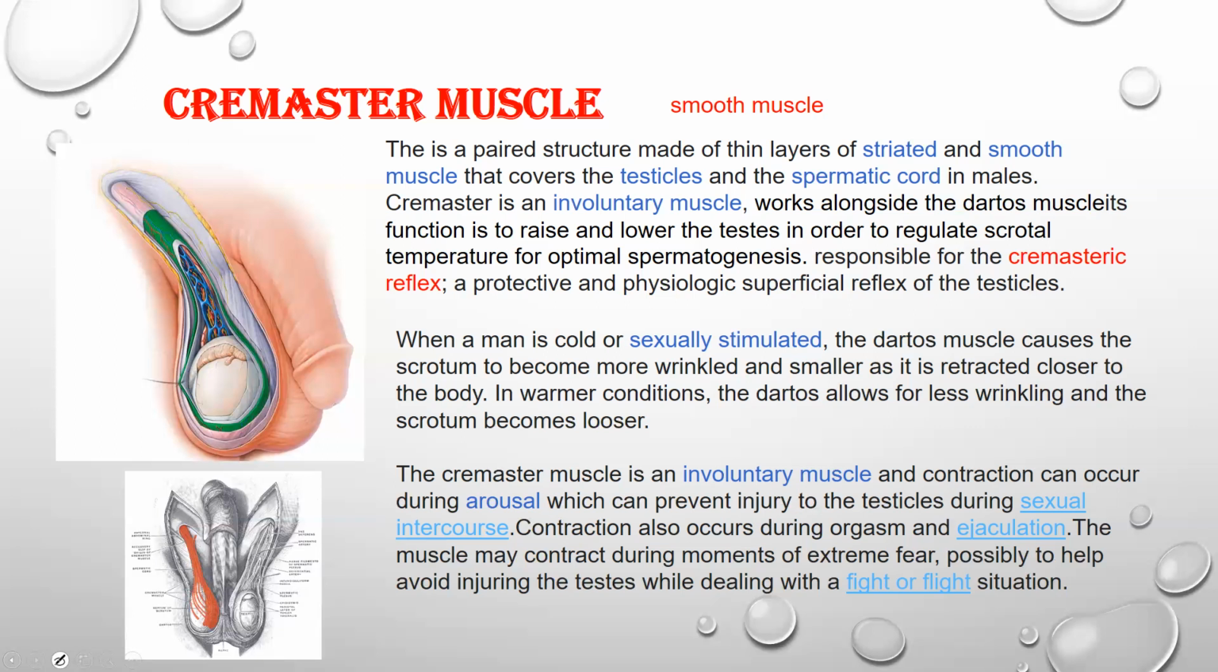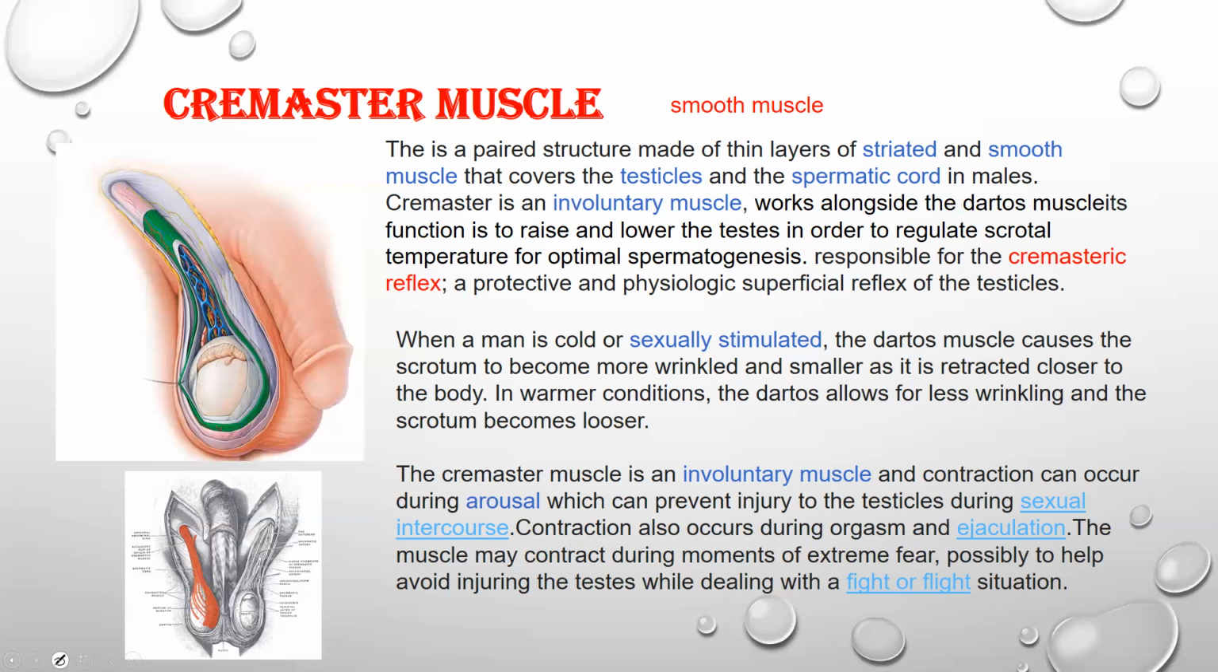It works alongside the dartos muscle. Its function is to raise and lower the testes in order to regulate scrotal temperature for optimal spermatogenesis. It is responsible for the cremasteric reflex also, and it is a protective layer. It has these kinds of physiological superficial reflexes which will keep coming in and out.